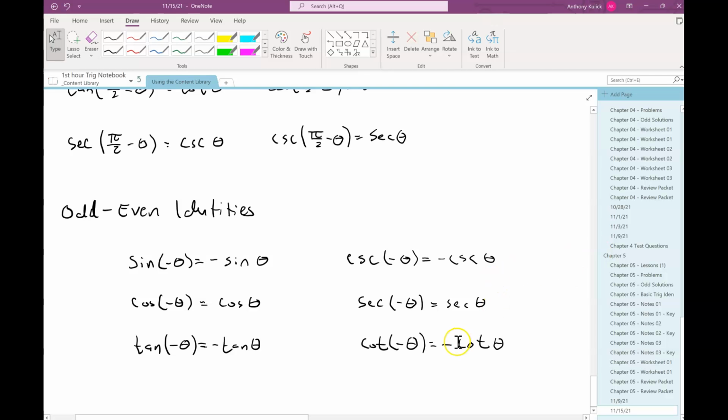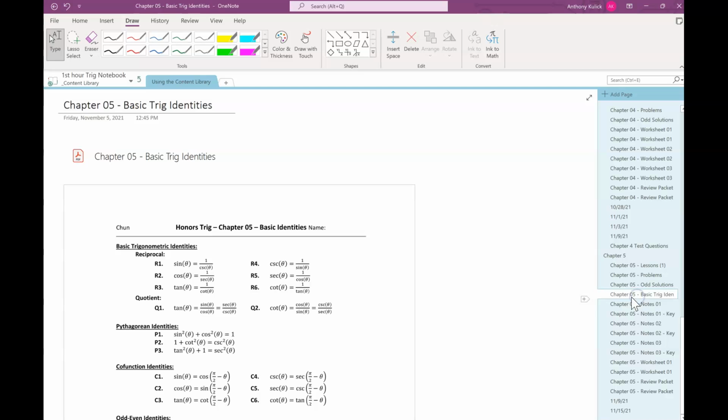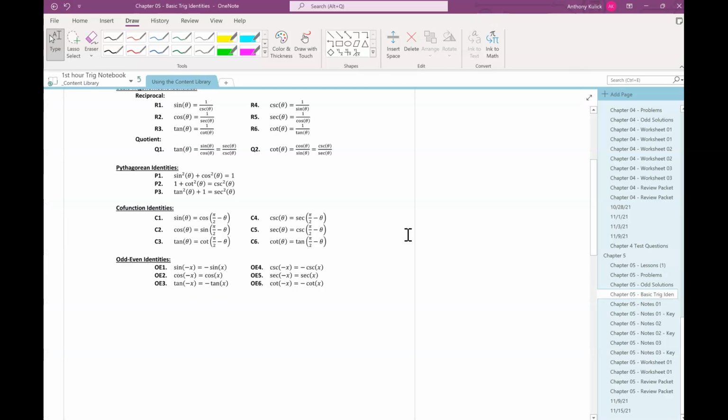Now, I've collected all of these identities for you onto this sheet, the basic trig identities sheet here in the content library. So everything is collected together and typed out, so it's nice and neat and in one place. For this test, this would be part of the notes that would come with your test. So it's not of a high priority to memorize these things, although I would say all the things that we do in this chapter become much easier if you basically have these things memorized.